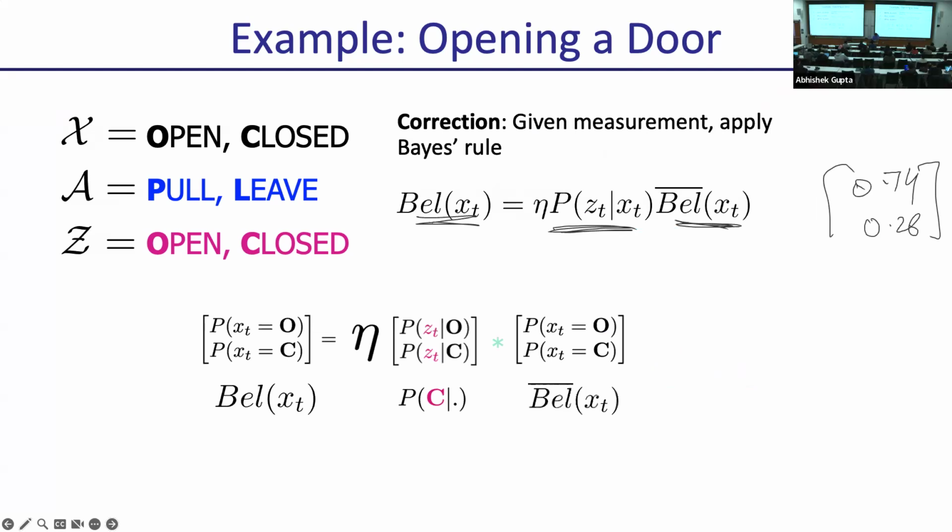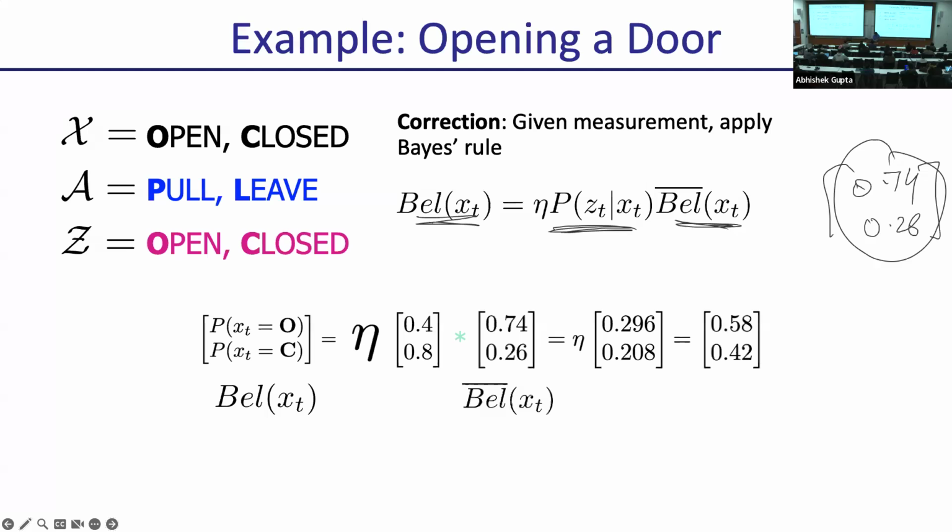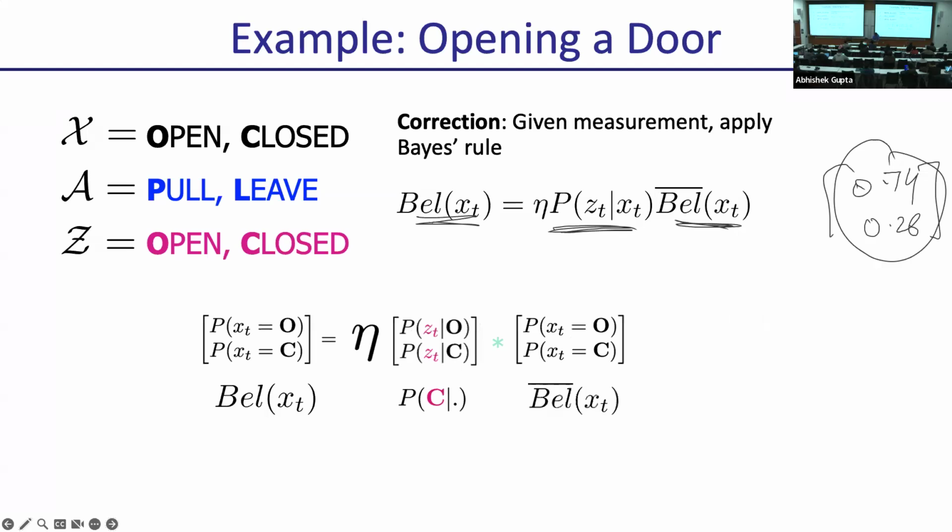So in our case, our belief bar we knew is this. Our measurement model, I forget exactly what it was, but it's going to be the likelihood of the measurement you got, which was closed, right? There's going to be the likelihood that you got closed if the door was actually open, and the likelihood that you got closed if the door was actually closed. And then you're going to normalize that to be something that sums to 1.